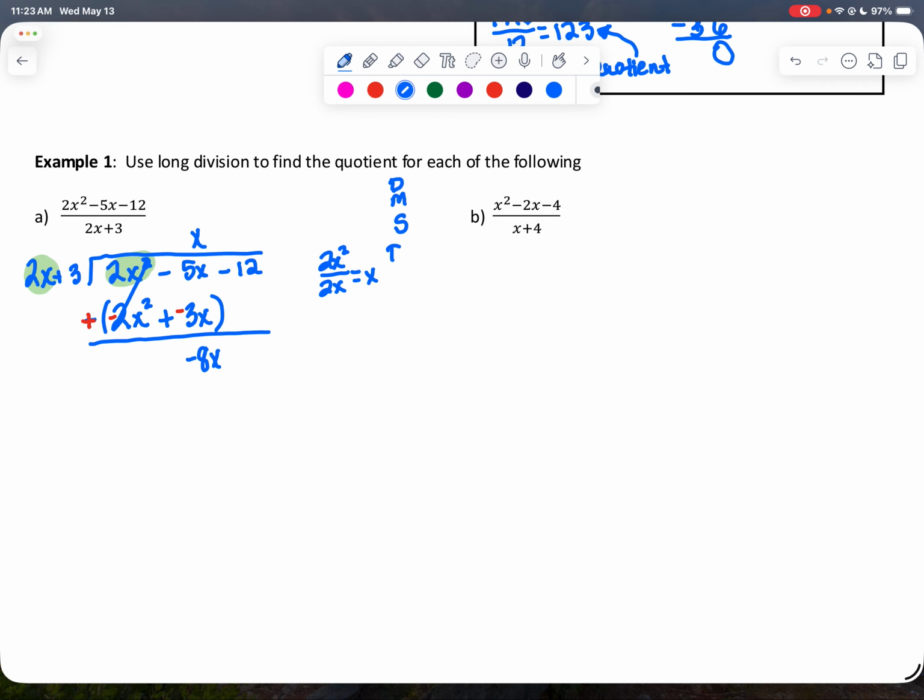And our next step is bring down. So I'm going to bring down the negative 12. Now I go all the way back to the top, and I start this process again. Divide, multiply, subtract, and bring down.